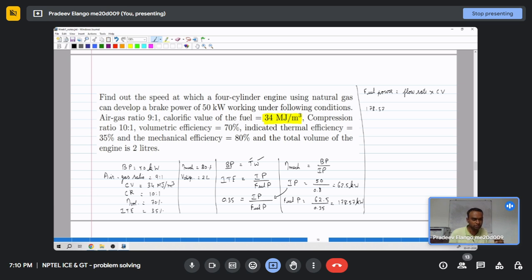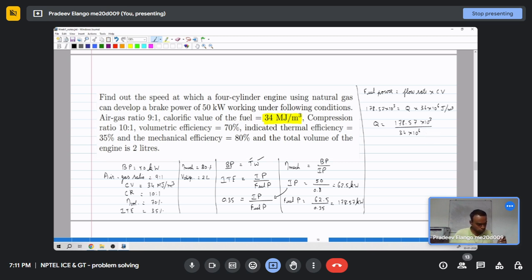So fuel power is 178.57. I'm writing everything in the same units, so this will become into 10 power 3, and then flow rate I do not know, I would write it as Q, and into calorific value is 34 megajoule per meter cube, so that is 34 into 10 power 6 joules per meter cube. So Q can be calculated as 178.57 into 10 power 3 divided by 34 into 10 power 6 joules per meter cube.